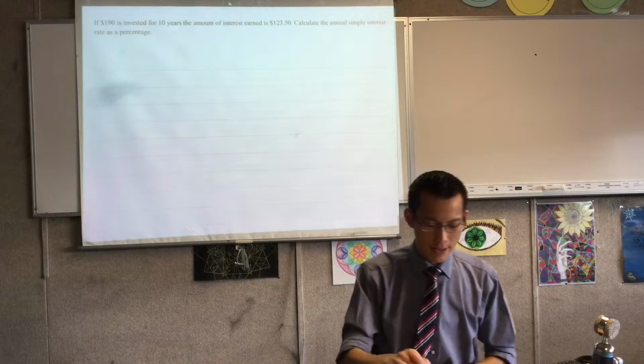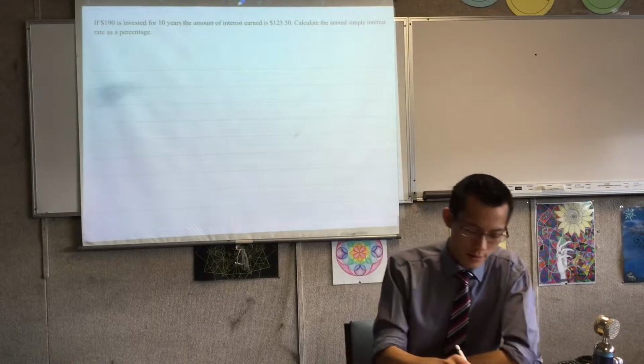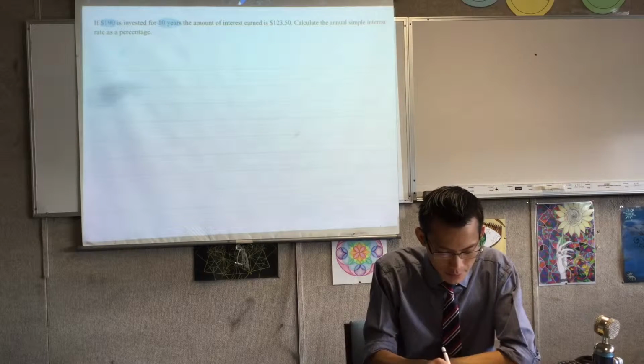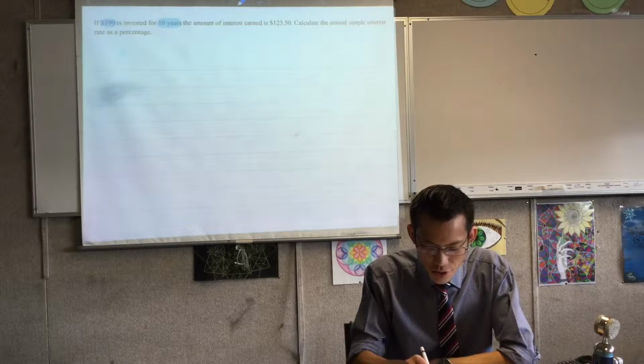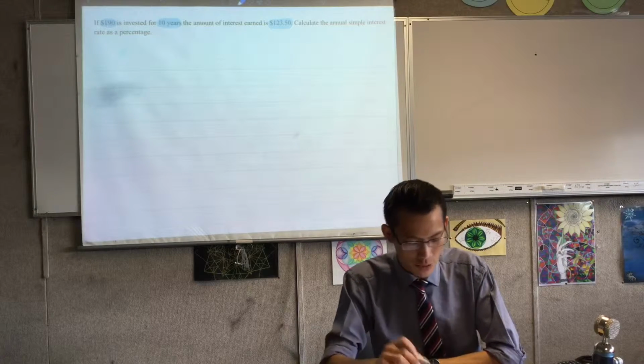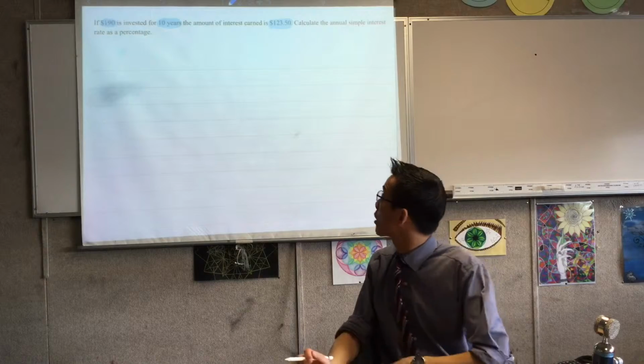This is a little more complicated, so let's walk through it slowly. If $190 is invested for 10 years, the amount of interest earned is $123.50. Calculate the annual simple interest rate as a percentage. Okay, so this time, again, we've got our critical details there.